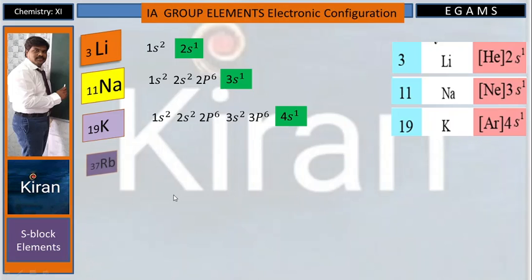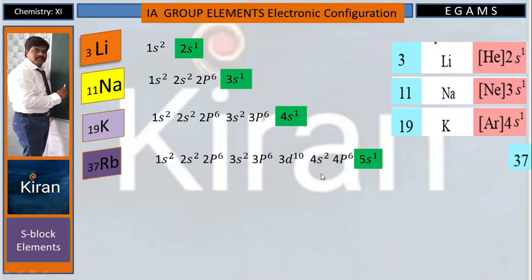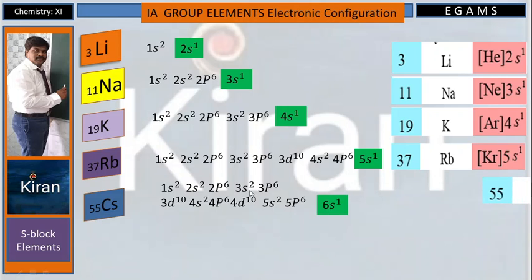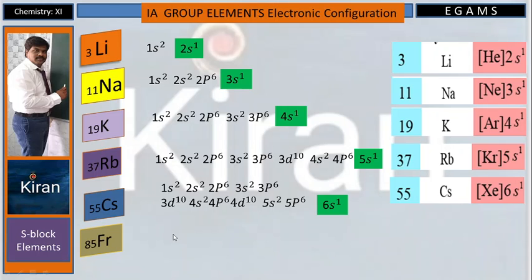Next element is rubidium, atomic number 37, electronic configuration 1s2, 2s2, 2p6, 3s2, 3p6, 3d10, 4s2, 4p6 and 5s1. With respect to noble gas configuration, krypton 5s1. Cesium atomic number 55 and its valence electron enters into 6s1. With respect to the noble gas, xenon 6s1. The last element in this group is francium. This is the radioactive element. The last electron enters into the seventh shell. With respect to radon, atomic number 87, we can write 7s1.